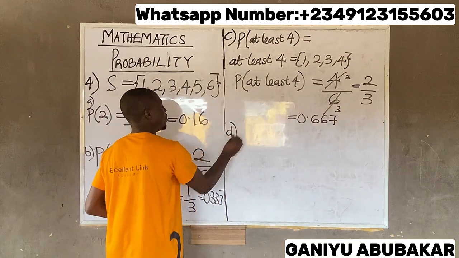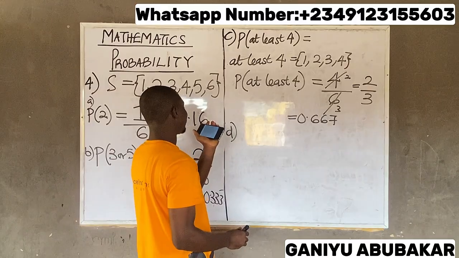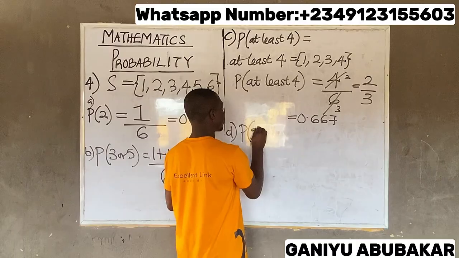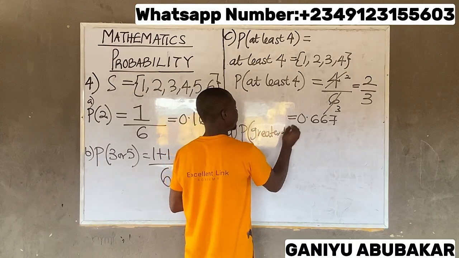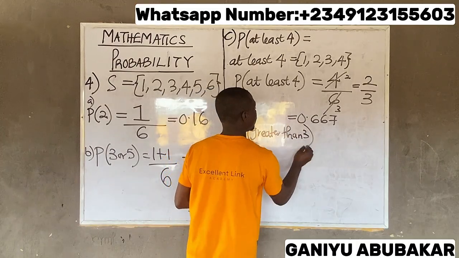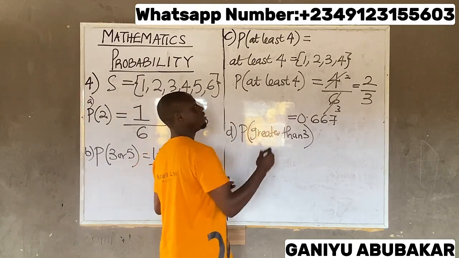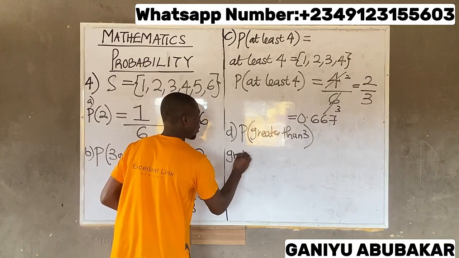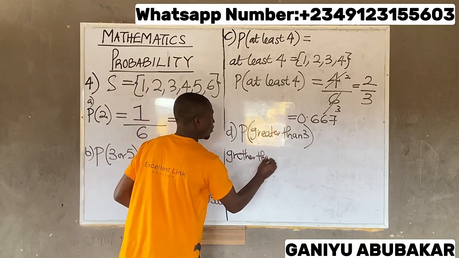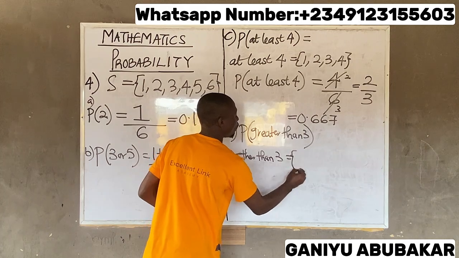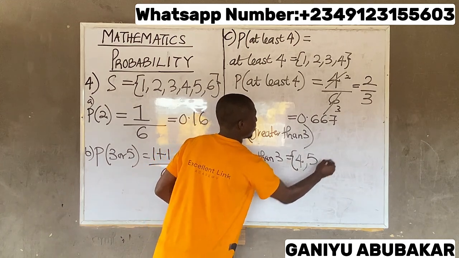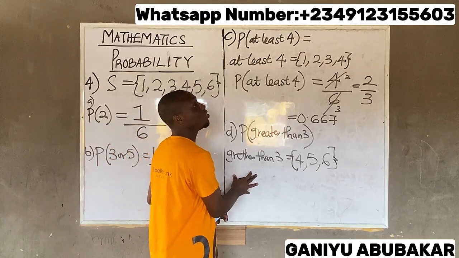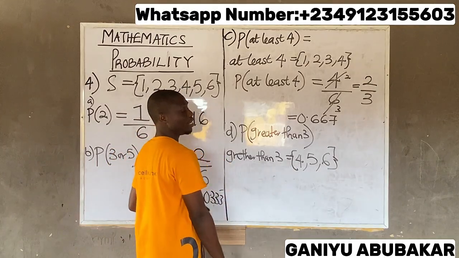Question D says probability of getting greater than 3. For greater than 3, that's 4 to 6. So when we say greater than 3, it means 4, 5, and 6. This is what we express as greater than 3. But when we say greater than or equal to 3, it means we must include 3 in the list, right?